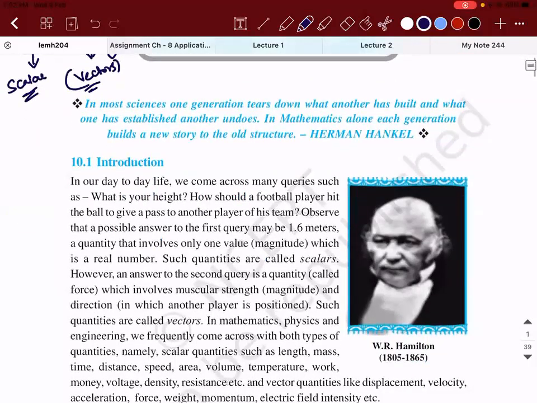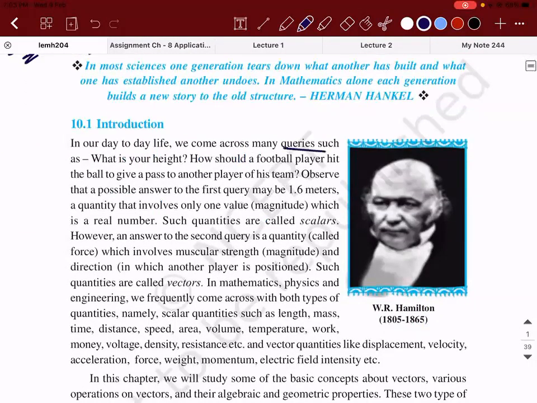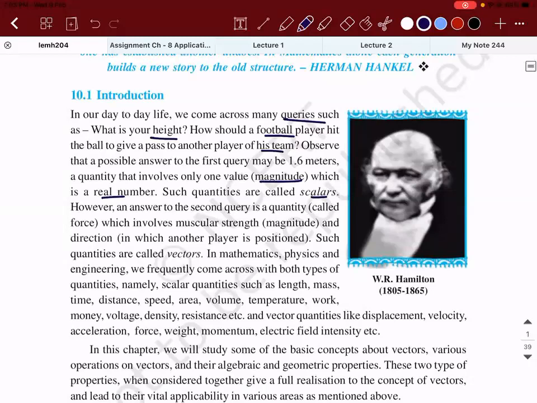Okay, so it is given here. See, in our day-to-day life, we come across many queries such as, what is your height? How should a football player hit the ball to give a pass on to another player of his team? Observe that a possible answer to the first query may be 1.6 meter, a quantity that involves only one value, which is called as magnitude, which is a real number. So such quantities are called as scalar quantities. Similarly, the answer for the second query is a quantity called as force, which involves muscular strength, which is magnitude, and direction. That is the direction in which another player is positioned. So what is the question? The football player should hit in such a way that it is passed on to the other player.